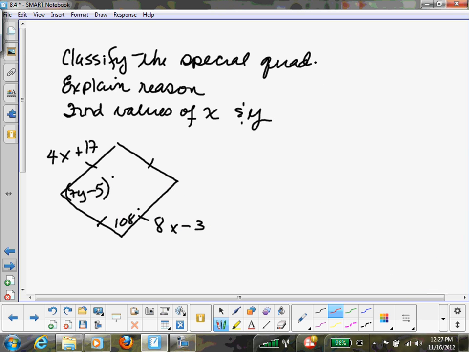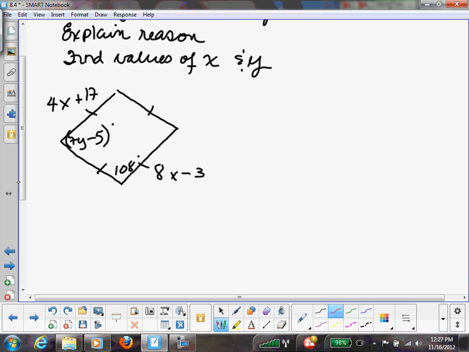Classify the special quads, explain your reason, and find the values of x and y. So we know that our options could be a what? Four congruent sides, rhombus or a square. In each of these cases, though, what do we know? Okay, that allows me to say that 4x plus 17 is equal to 8x minus 3, yes? So 4x is equal to 20, which means x is equal to 5.